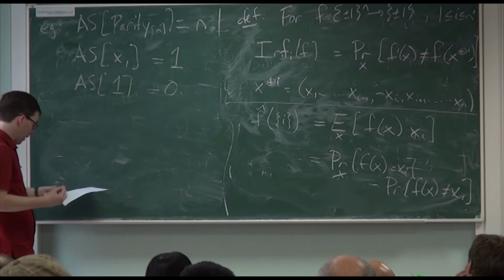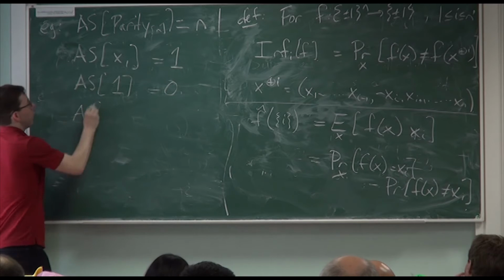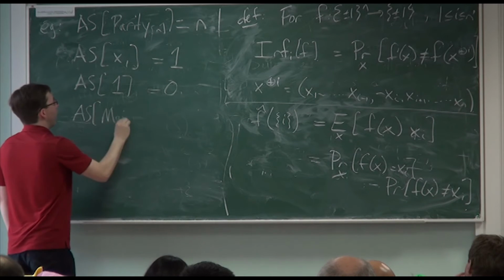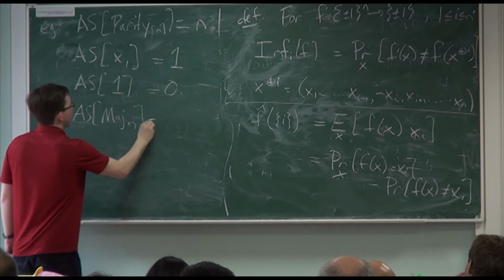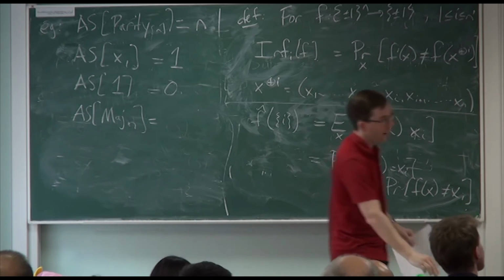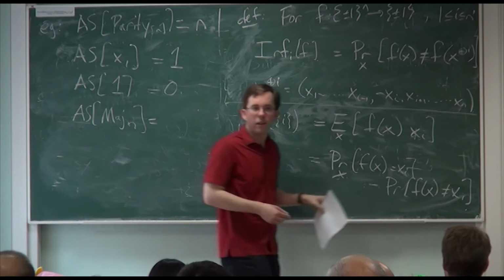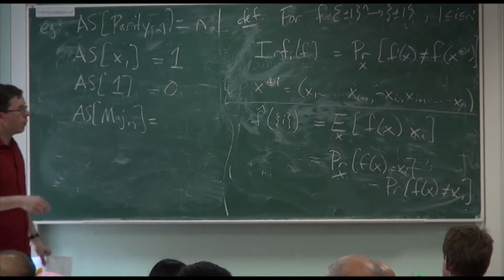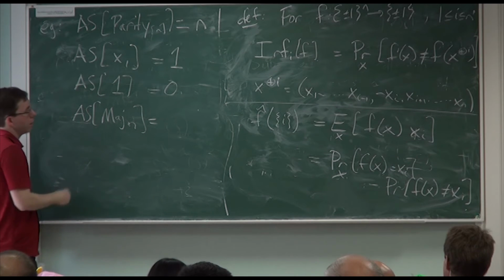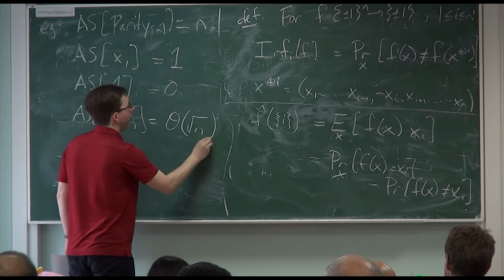Maybe we'll do one more here. The average sensitivity of the majority function on n coordinates. One way you can do it, and we could have done it for these ones too, is you could just add up all the influences. We computed for majority that the influence of each coordinate is like 1 over root n. So this should be proportional to n times that, so theta of root n.